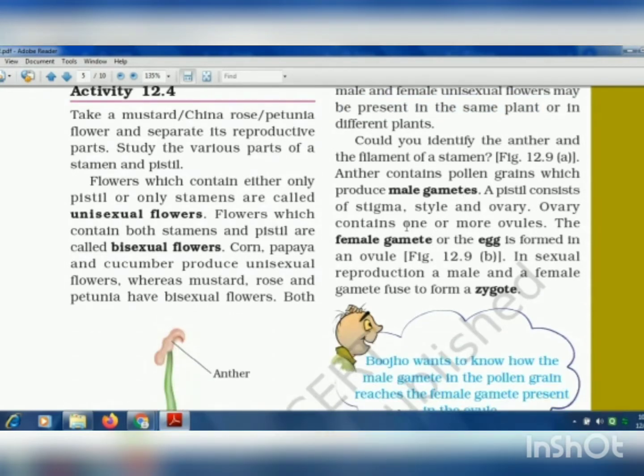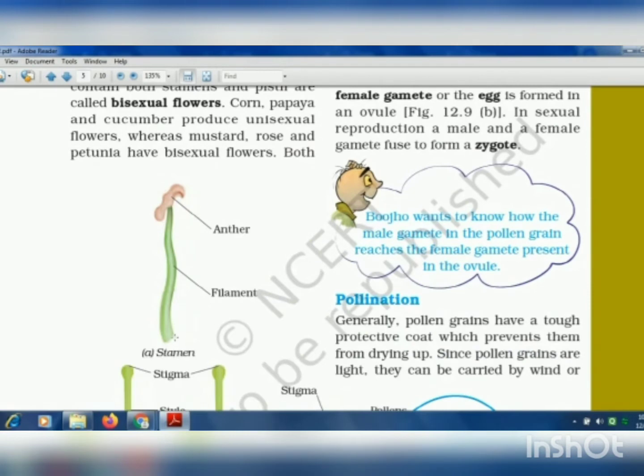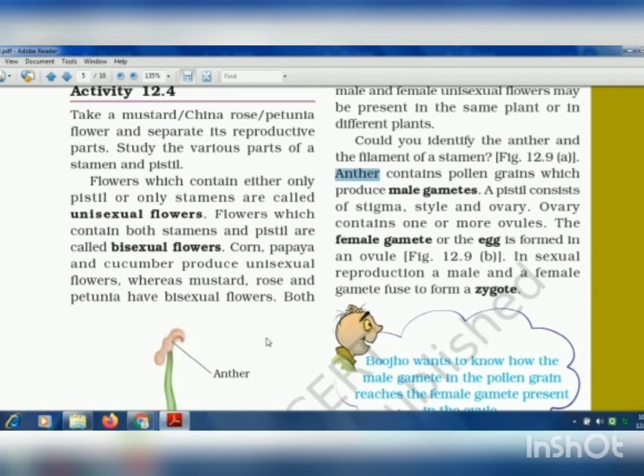Now, you must have seen a powdery material which sticks to your hands when you pluck a flower or keep a flower in your hand. That is the pollen grains which are present on the anther. Now, where is the anther present? The anther is present on the stamen, and the stamen is the male reproductive part of a flower. So in the male reproductive part, the anther contains pollen grains, and from the pollen grains come out the male gametes. Pollen grains produce male gametes.